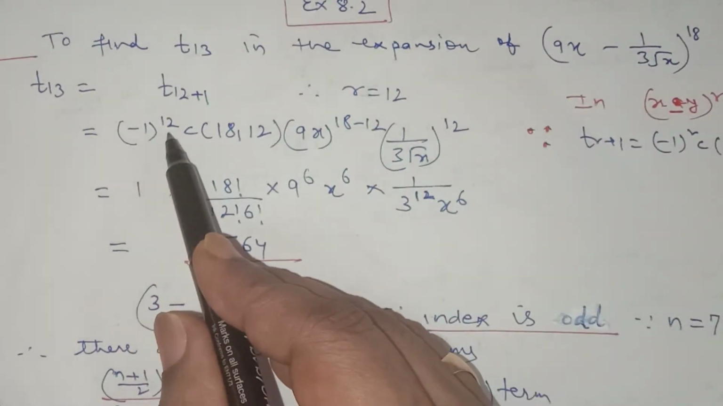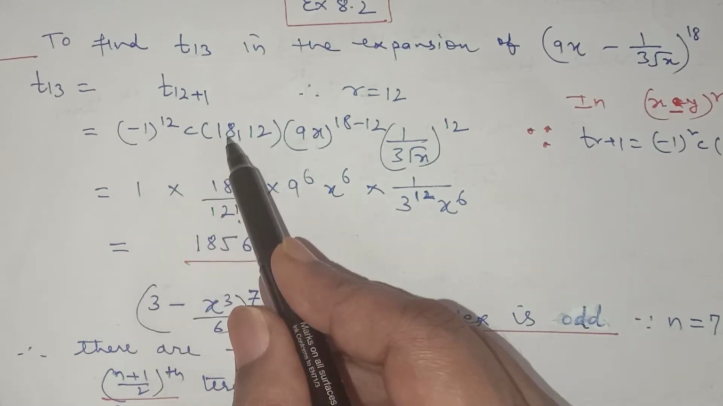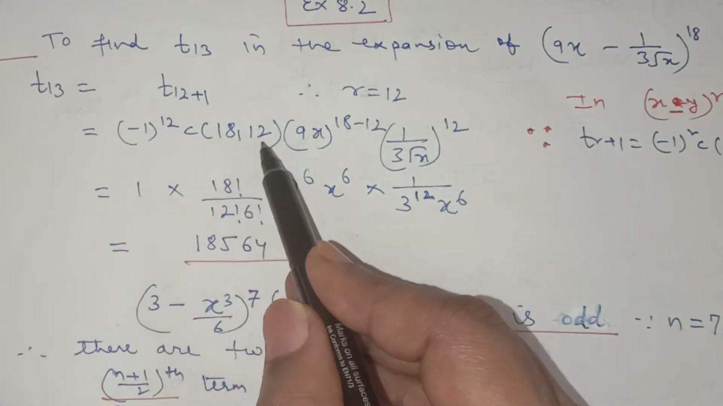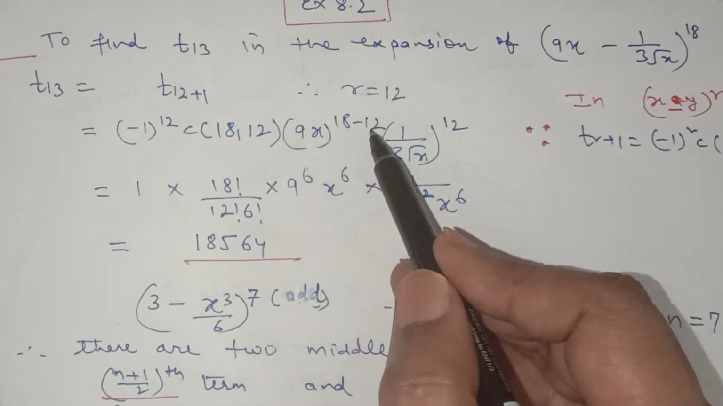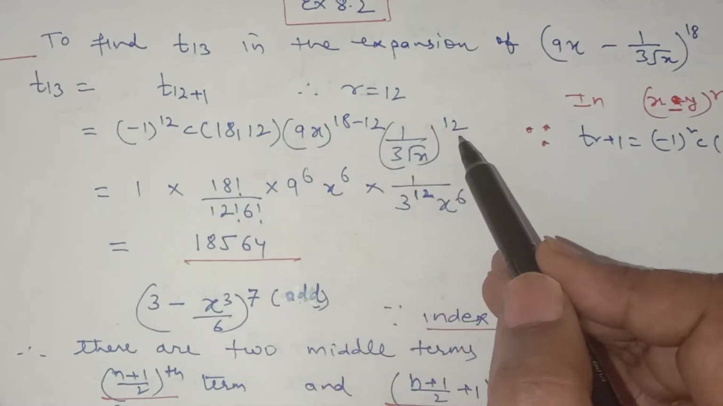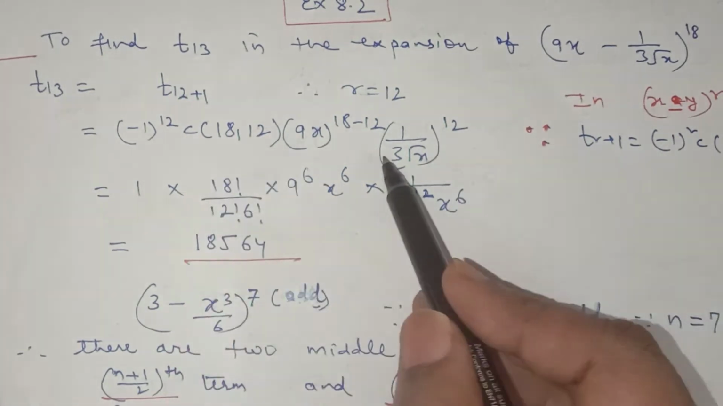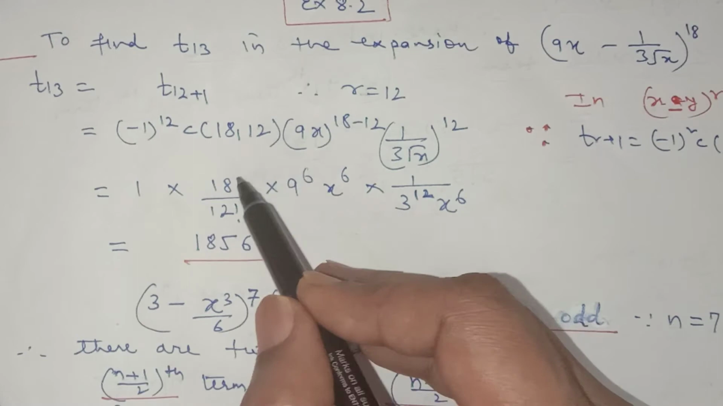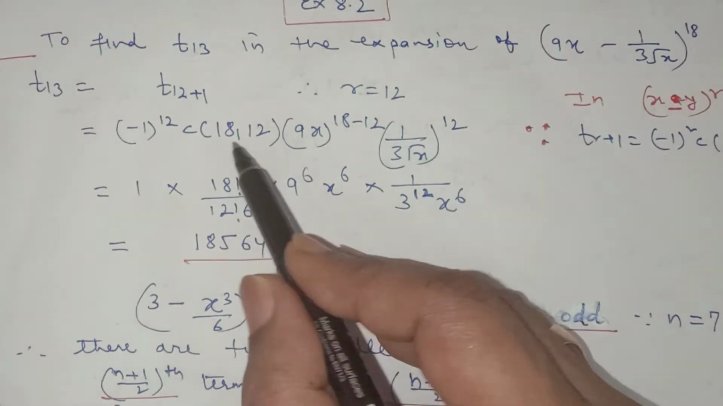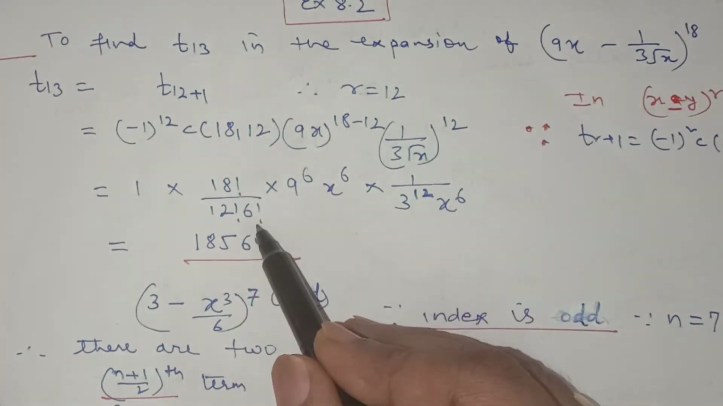So (-1) raised to power r, combination of n r, that is 18C12, x raised to power n minus r, that is 9x raised to power 18 minus 12, and y raised to power r here is 12. Simplify as far as possible. So for combination 18C12, it is 18 factorial upon 12 factorial into 18 minus 12, that is 6 factorial.